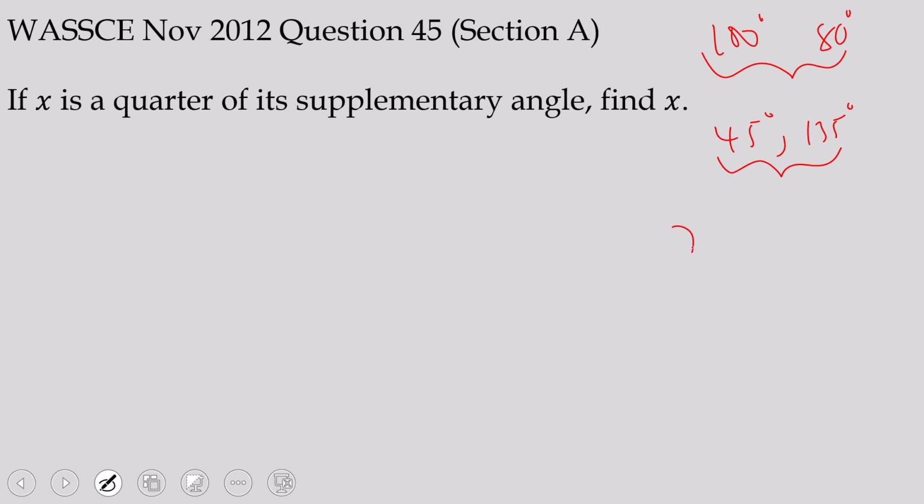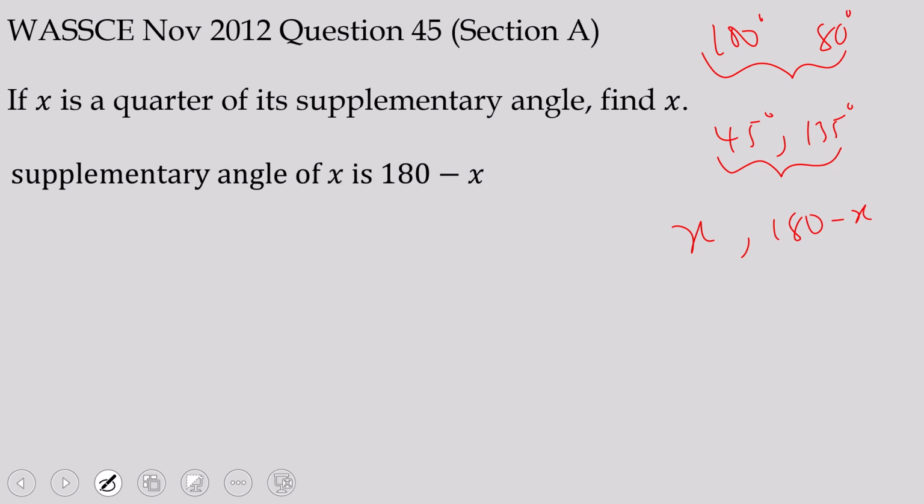So if I have x, then the other angle that is supposed to be supplementary to the x over here, the supplement of x is going to be 180 minus x. Now the reason why it is 180 minus x is because if I do x plus 180 minus x, when I add this, I'm supposed to get 180 because this will cancel this and I get 180 degrees. So it means that these two angles over here are supplementary angles.